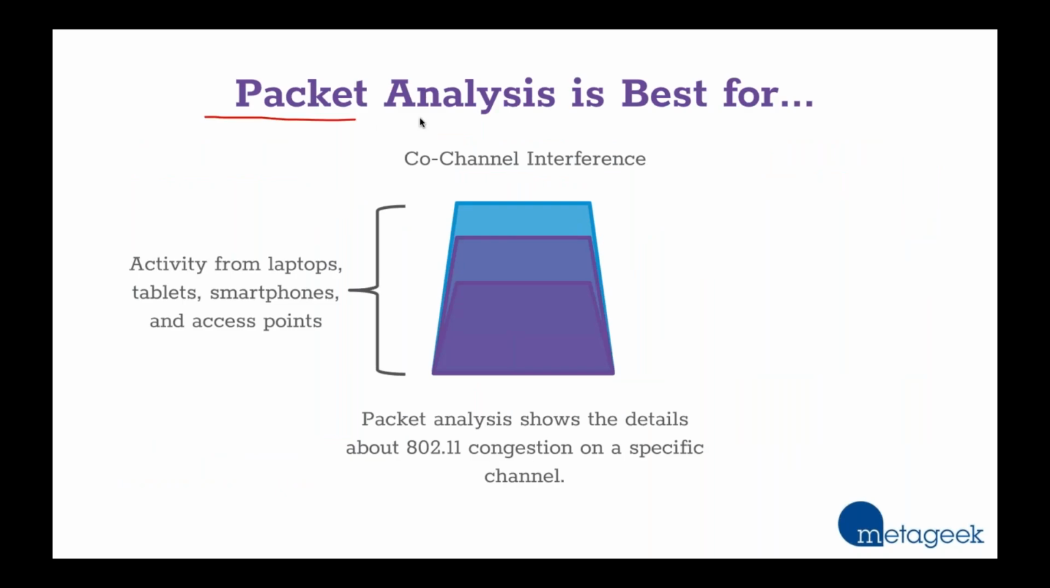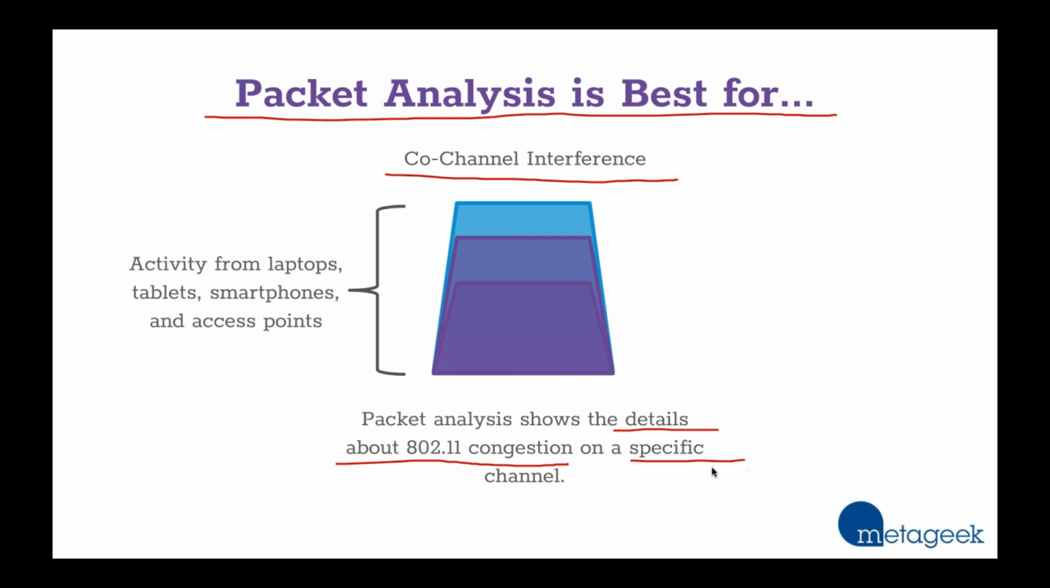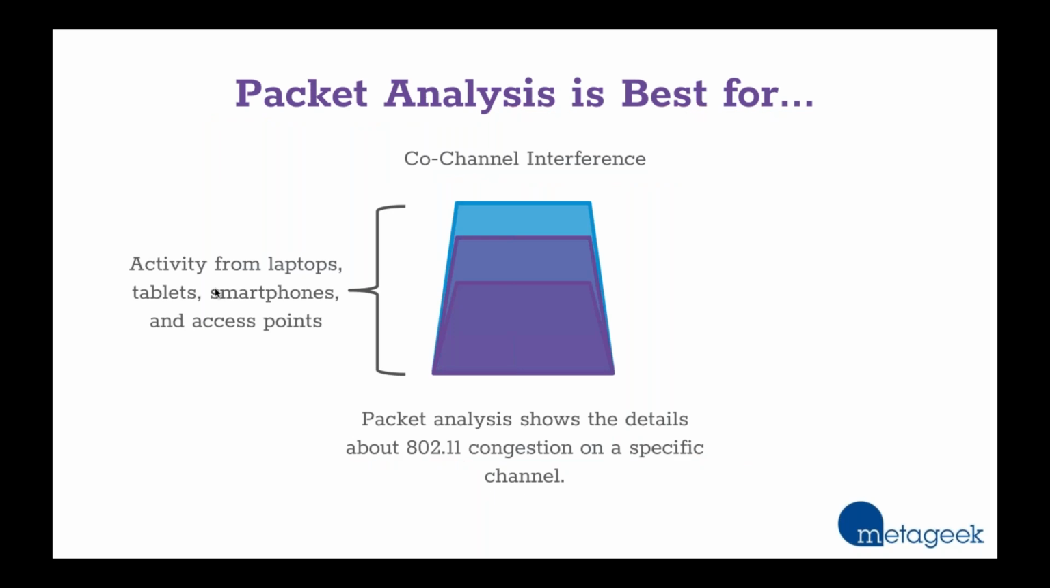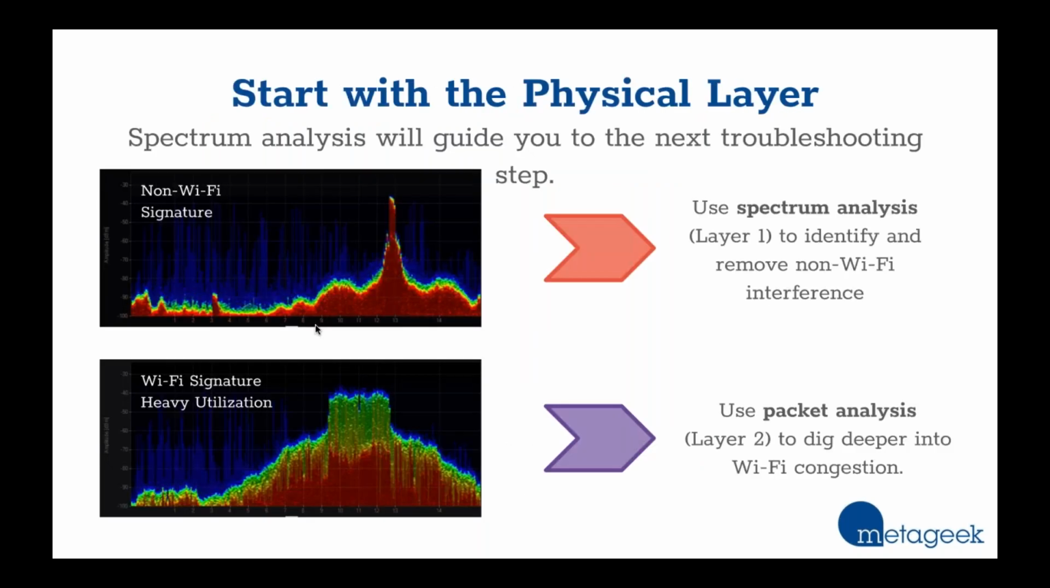Now, what we're going to talk about today, packet analysis, is really best for troubleshooting co-channel interference. It's really best for looking at the specifics about what is happening on the channel. It shows you the details about 802.11 congestion on a specific channel. It allows you to capture all the traffic that's occurring between devices on a channel, so you can look and see exactly what is happening on that channel.